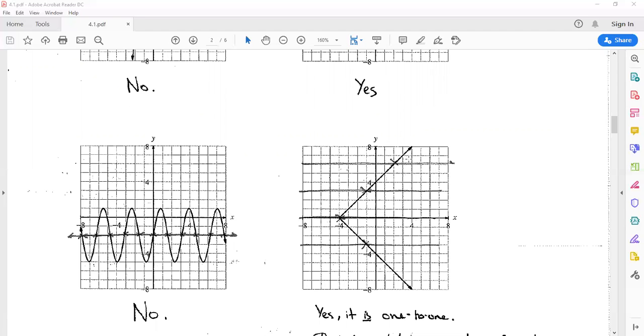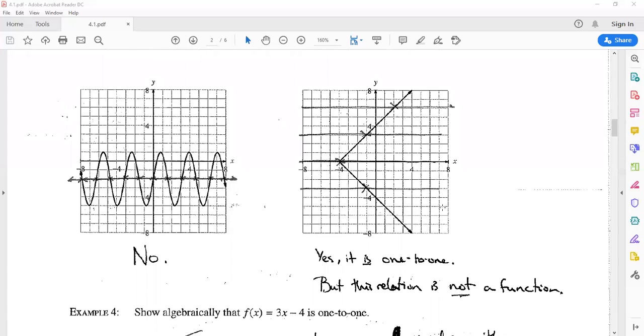So it looks like this graph is the graph of a one-to-one relation in the sense that each y value corresponds to exactly one x value. But if you recall, this graph looks like it is not the graph of a function, right? Because there are x values that get two corresponding y values. So if you apply the horizontal line test, it's one-to-one. But if you apply the vertical line test, it is not actually a function.